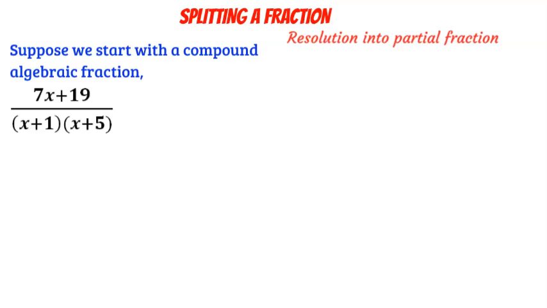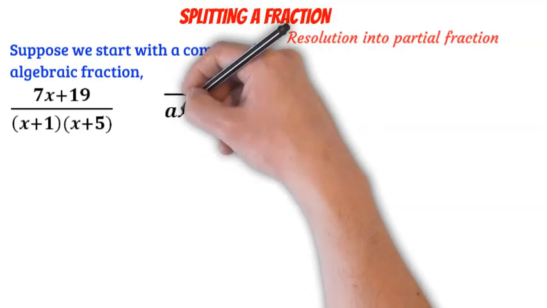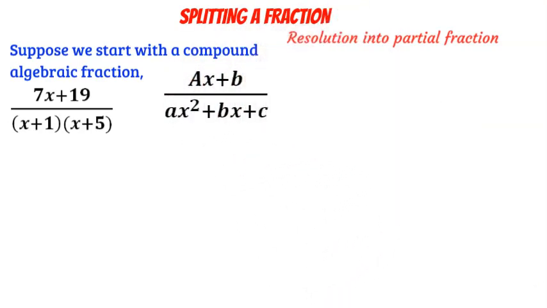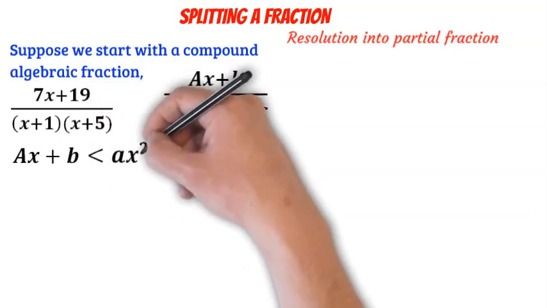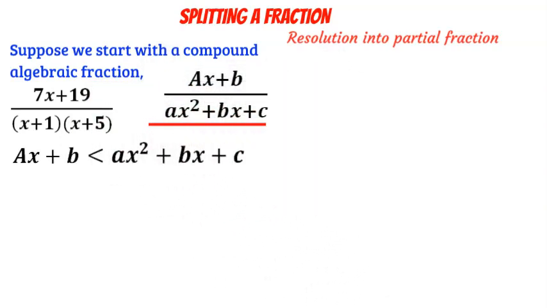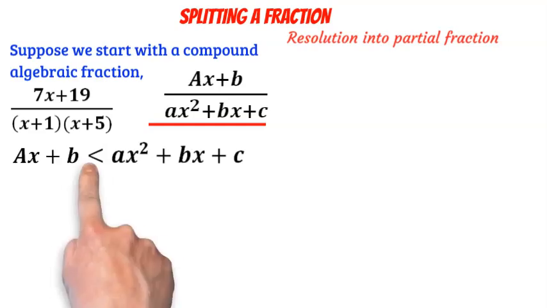By convention, our partial fractions must be proper in the sense that the degree of the numerator must be less than the degree of the denominator. For example, (ax + b) over (ax² + bx + c). From the above, the degree of ax + b is less than the degree of ax² + bx + c. The partial fraction for any compound fraction will be determined strictly by the nature of the factors at the denominator.